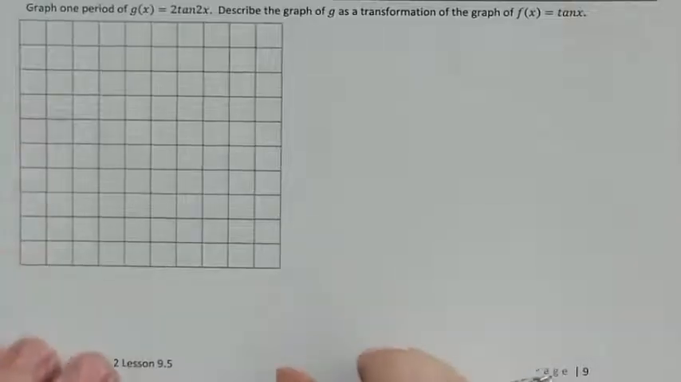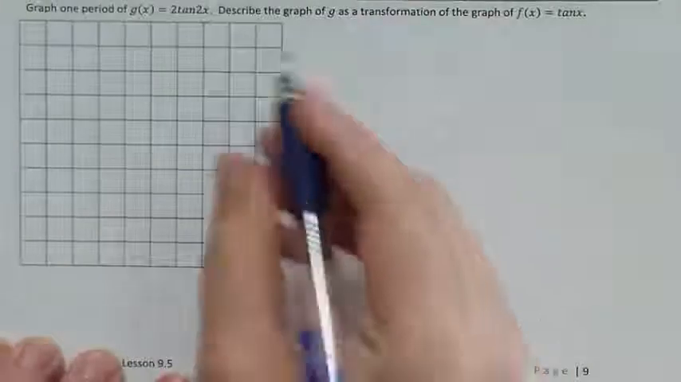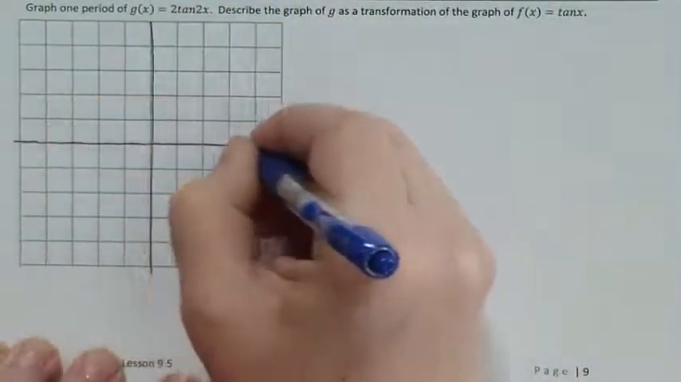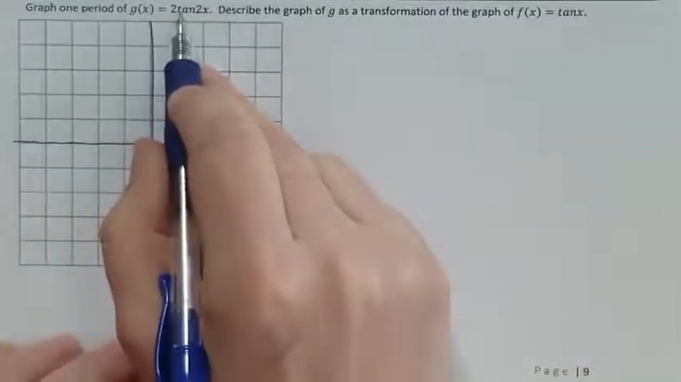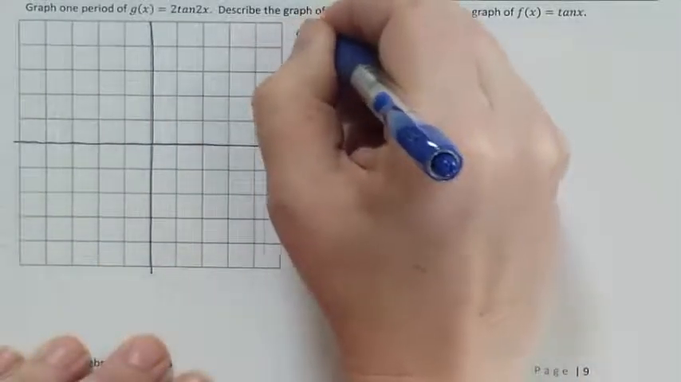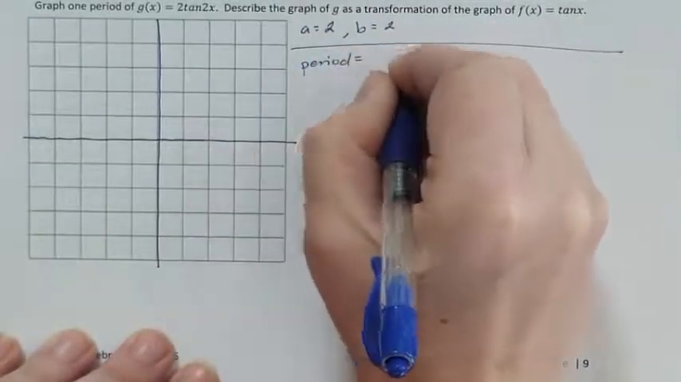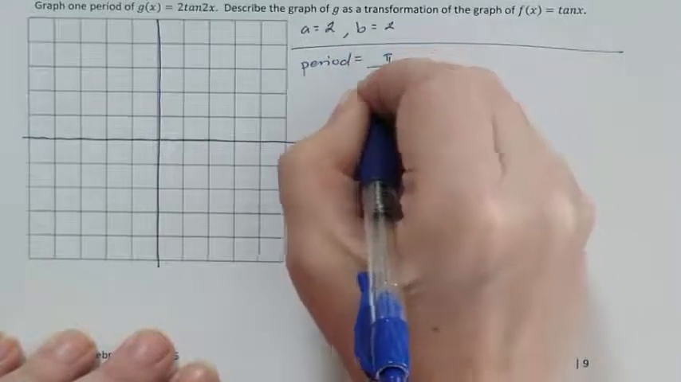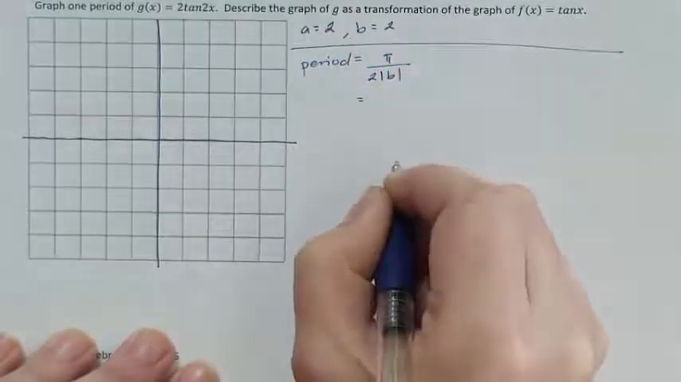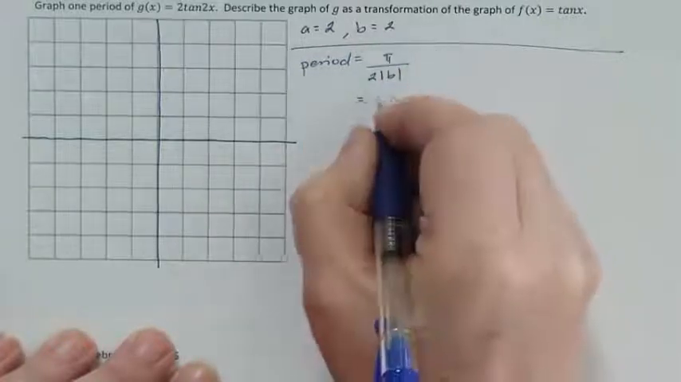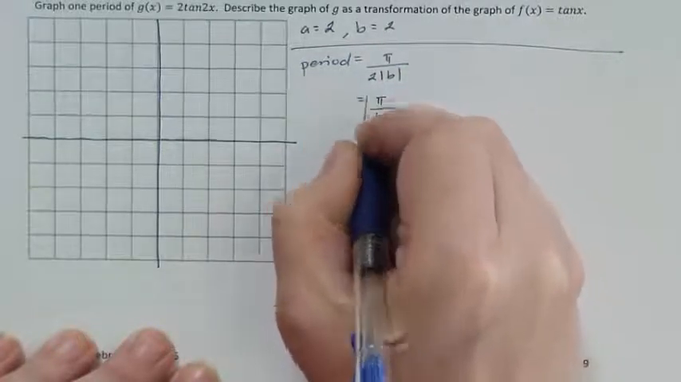Our last one. We're being asked to graph just one period of this tangent. So here is my y and here is my x. Tangents do not have amplitude, so we're not going to find amplitude, but my b is 2. So this is going to help me find my period, which is pi all over 2 times the absolute value of b, and b is 2. So this simplifies to pi over 4.